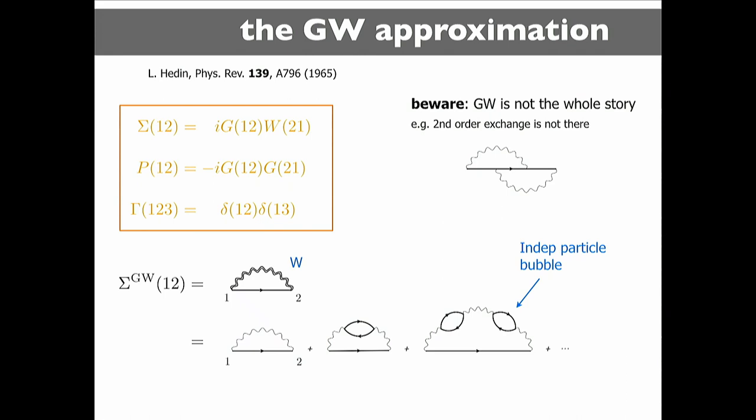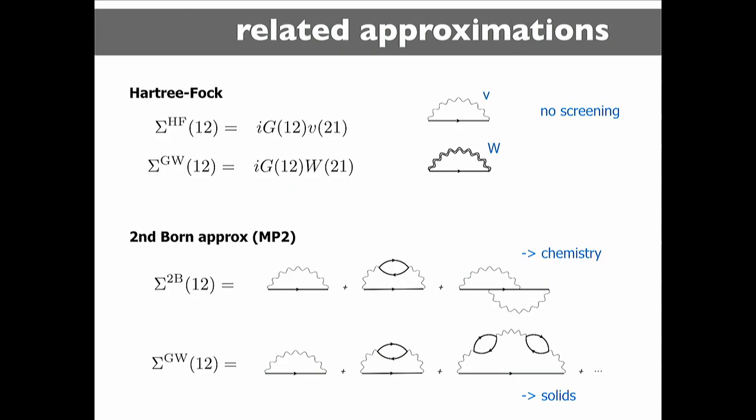And the first one that comes to mind is already the second order, the second order exchange diagram. This is not there, and yesterday we were talking about self-interaction. This is mainly responsible for GW not being exact in one-electron cases, because this diagram is not there, and it doesn't correct for the contribution of this diagram here. So basically, we have self-screening in GW.